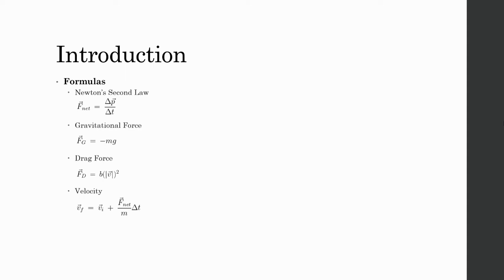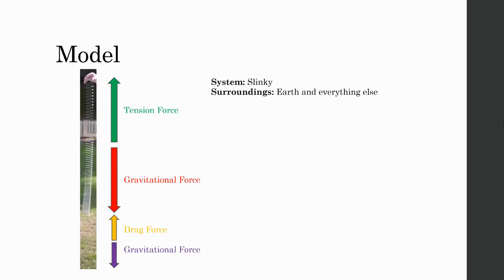Here are the formulas used in this lab. They will be converted into the GlowScript code in order to create the computational model. Here is a model of the experiment. The system is the slinky and the surroundings are the earth and everything else.